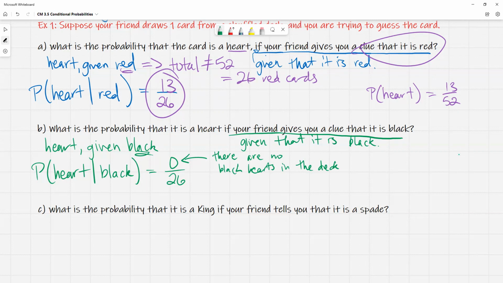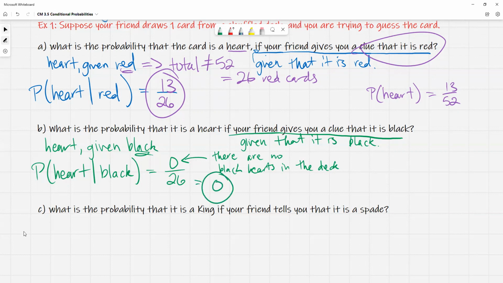And so it doesn't always just change the denominator, it also might change the numerator, okay? Because we don't have any black heart cards, okay? This numerator still has to kind of go with the denominator. Okay, so always kind of think about that given statement. It affects the entirety of the probability. Okay, so this is equal to 0.